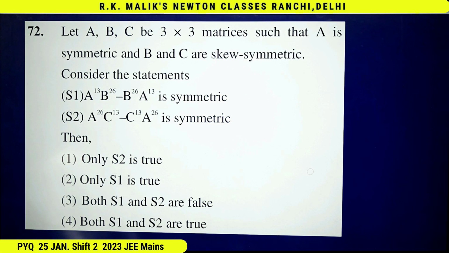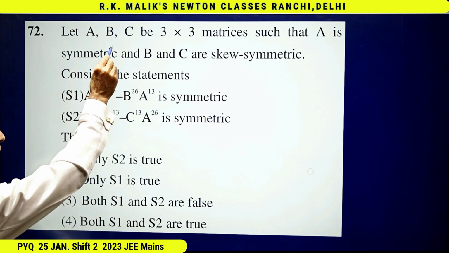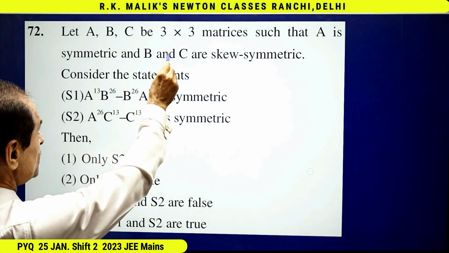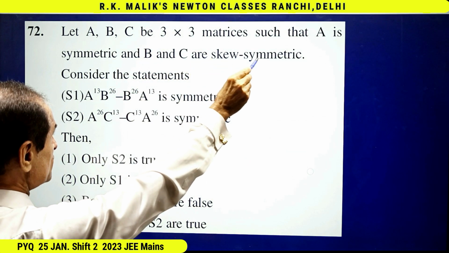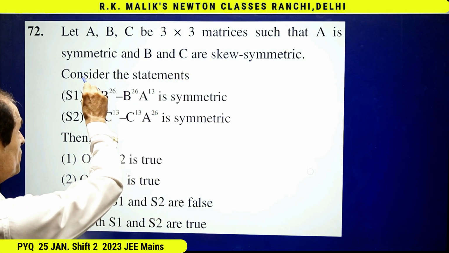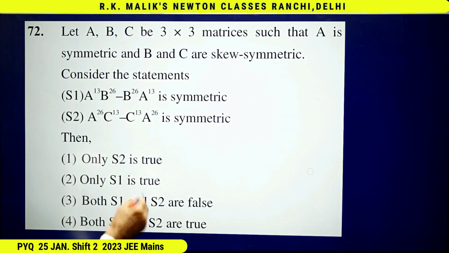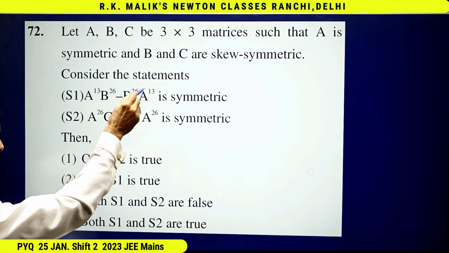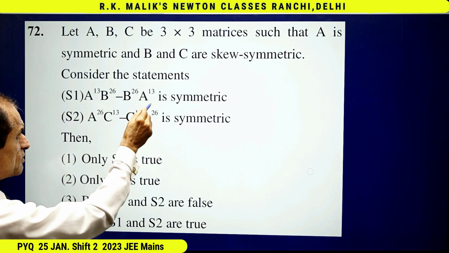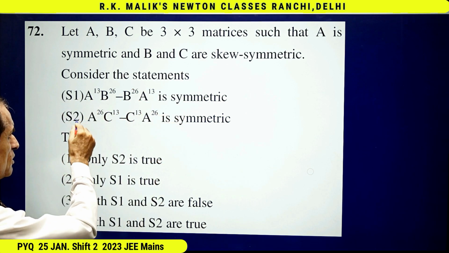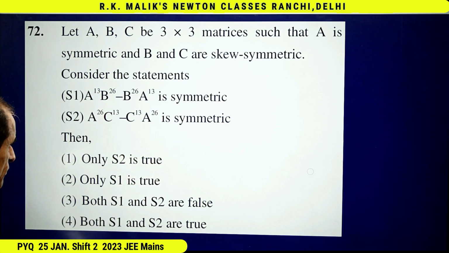In this question, it is given that let A, B, and C be 3 by 3 matrices such that A is symmetric and B and C are skew symmetric. Consider the statements. S1 means this is symmetric. S2 means this is symmetric. You have to find the correct choice.